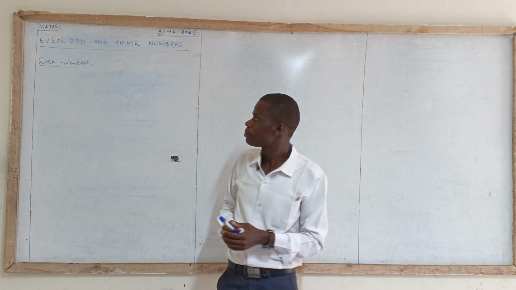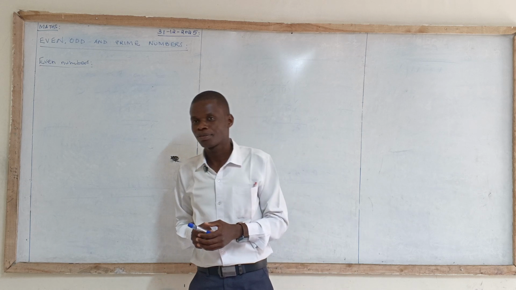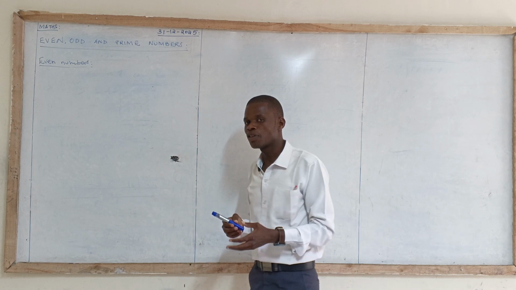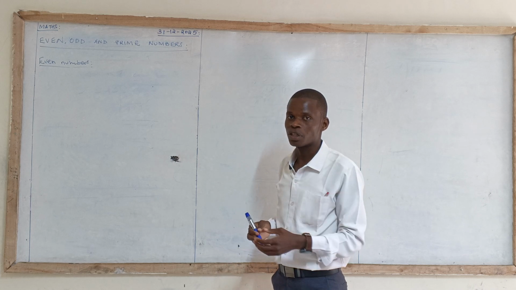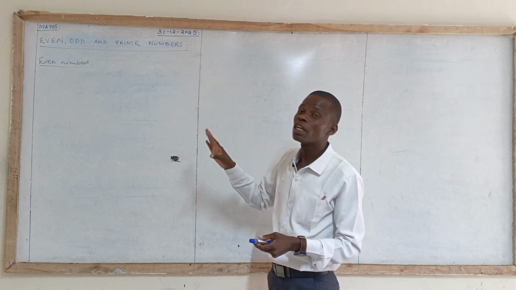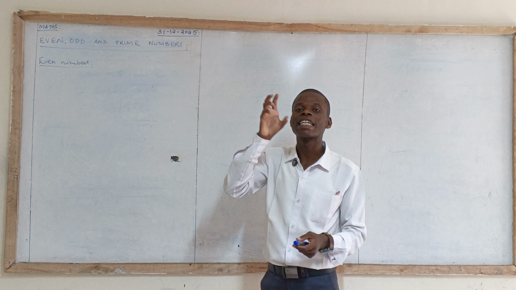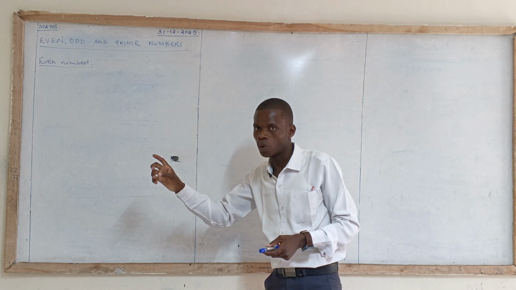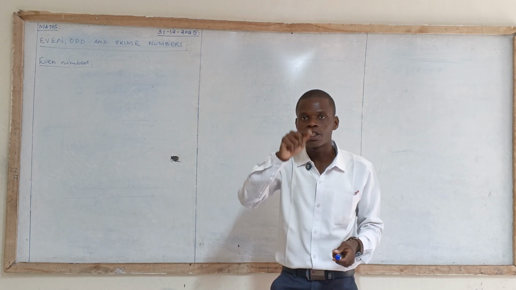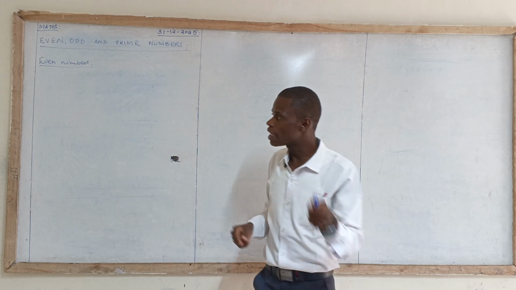So what can you say even numbers are? If you are asked, what are even numbers? You say that even numbers are numbers that can be divided by 2. Or these are numbers that 2 can divide. So let us write that down.